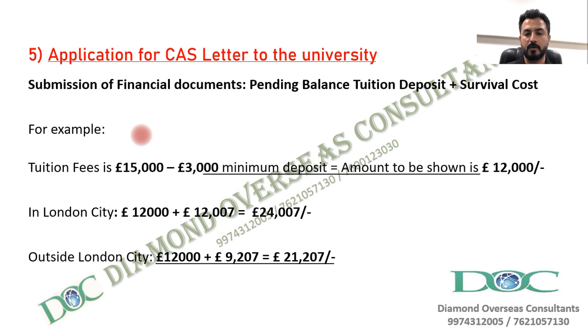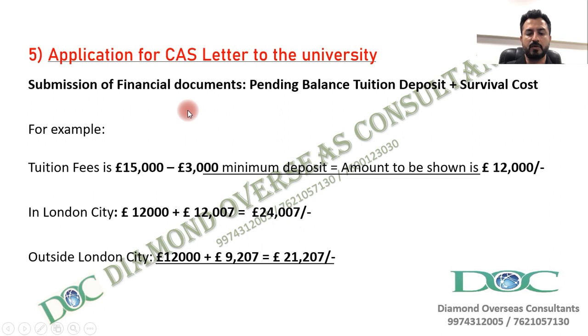Okay, so let's understand how you can acquire a CAS letter without any hassle. The first thing you do is pay your tuition deposit to the university. Say for instance, your entire tuition fee is 15,000 pounds and you paid about 3,000 pounds to the university. The balance of 12,000 pounds needs to be shown in your savings account, in your fixed deposit, or in your education loan sanction letter.